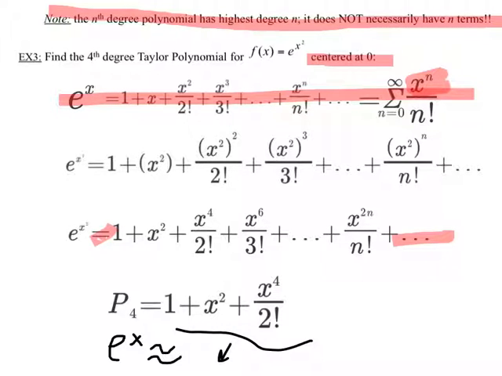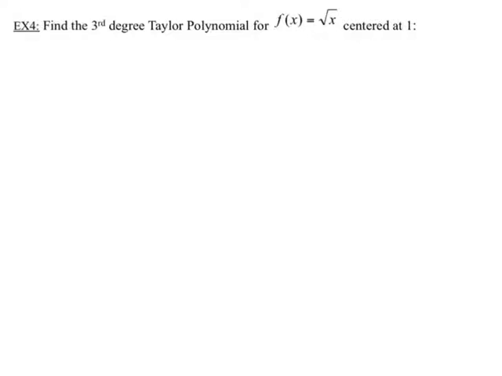Okay, one last example for you guys. I want a 3rd degree Taylor polynomial for f of x equals square root x centered at 1. Okay, so again, now I don't have any basis for this. It's not looking like a geometric, or like e to the x or sine x or cosine x, which are the ones that I need to know. So I'm going to just go ahead and make a chart.